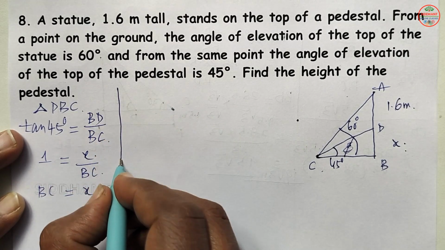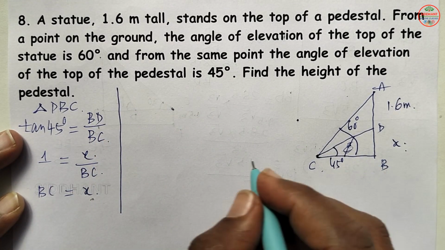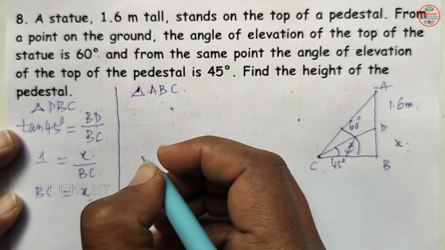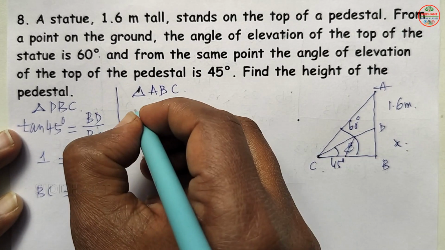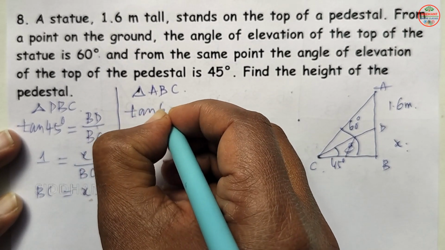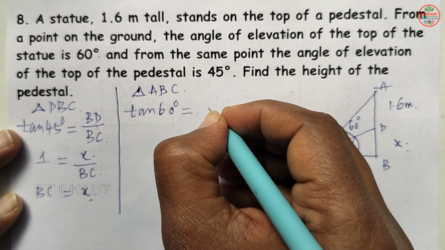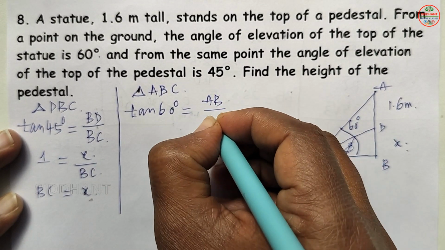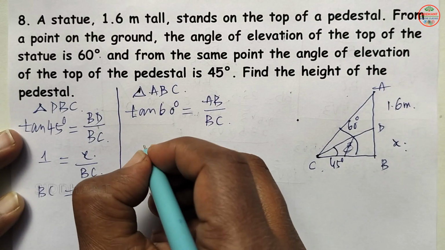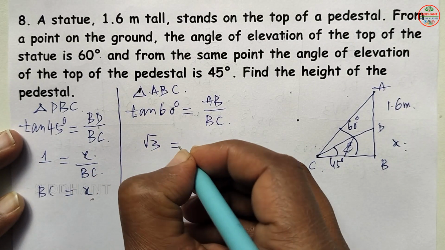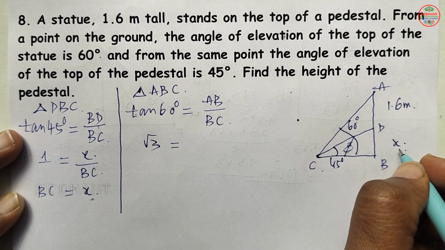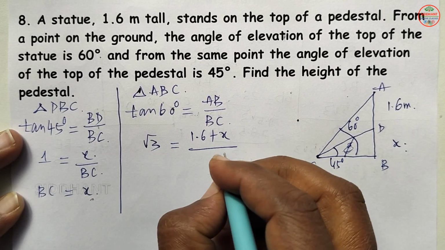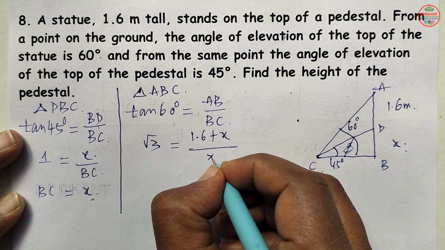Now we are going to take triangle ABC. In triangle ABC, the angle is 60 degrees, so we take tan 60, which is AB by BC. Tan 60, which is root 3, equals AB, which is 1.6 plus x, and BC we got, which is x.